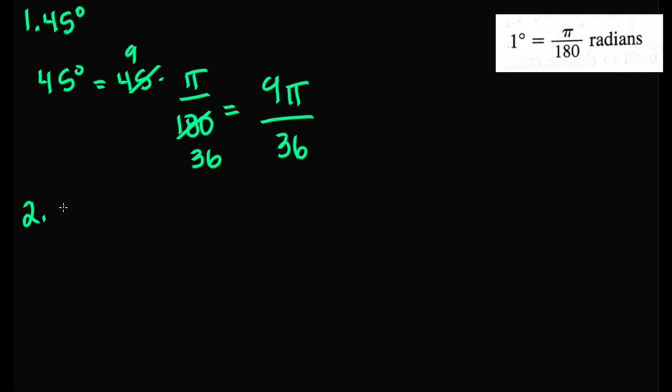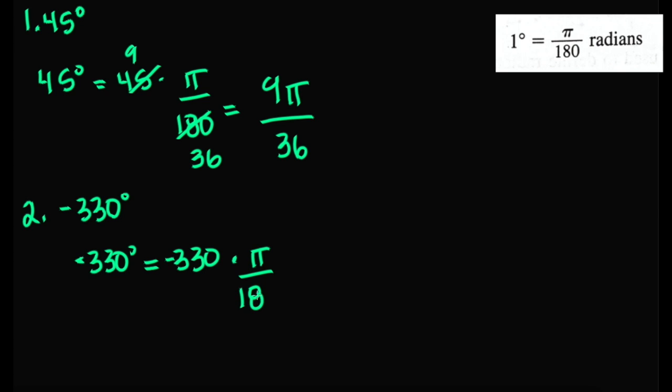Let's try another one. This one says negative 330 degrees. So negative 330 degrees expressed in radians is going to be negative 330 times pi over 180. We can divide both of these numbers by 45 so that this equals 7 and this equals 4. So our final answer is going to be negative 7 pi divided by 4.